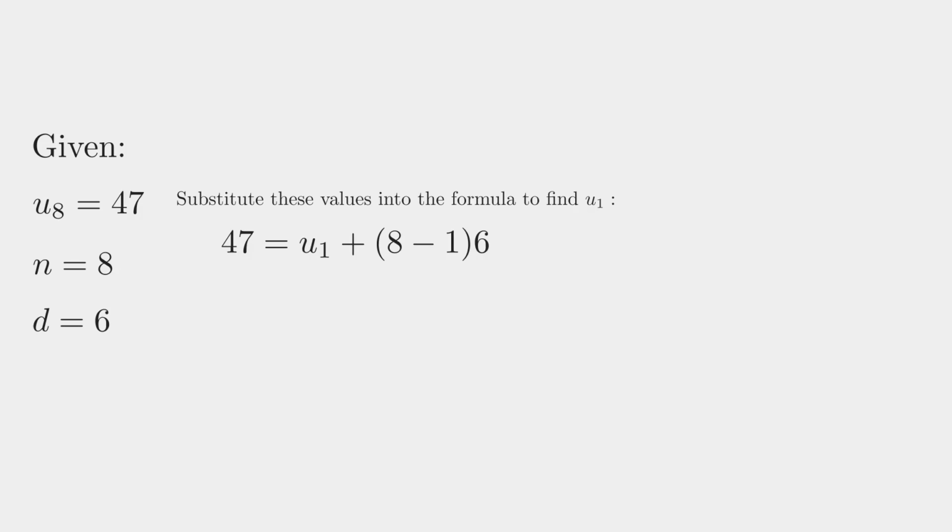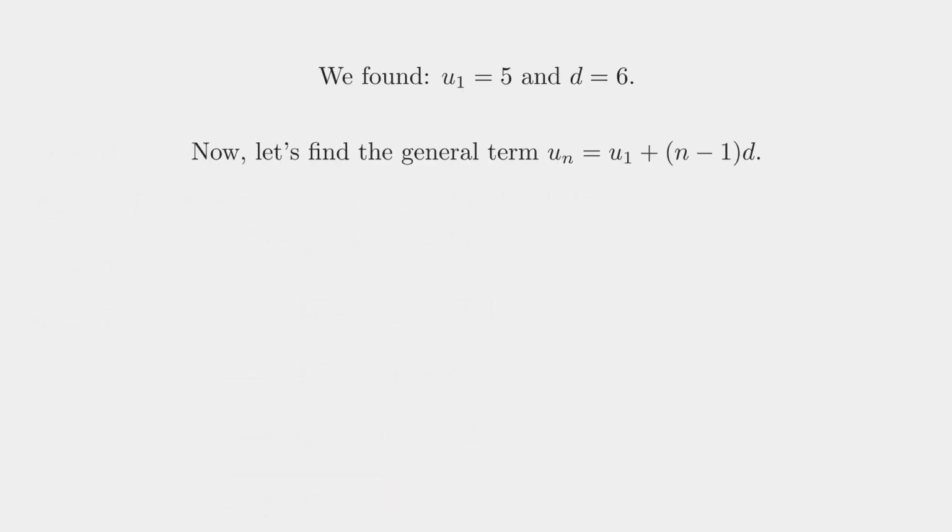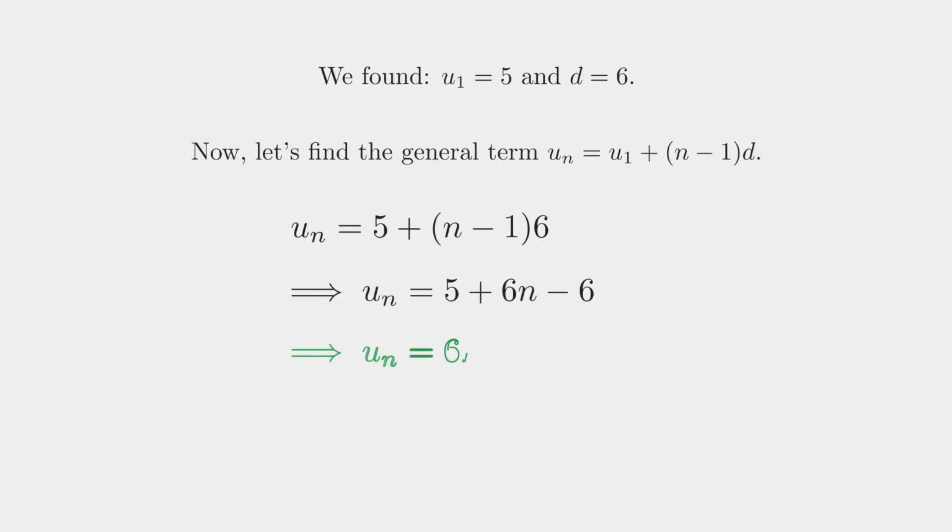This will give us 47 is equal to U1 plus 8 minus 1 times 6. This simplifies to 47 is equal to U1 plus 42. So U1 will be 5. After we find U1 and D, all we have to do now is just replace these values into the general formula. So we have Un is equal to 5 plus n minus 1 times 6. If you simplify this expression, you will get Un is equal to 6n minus 1.